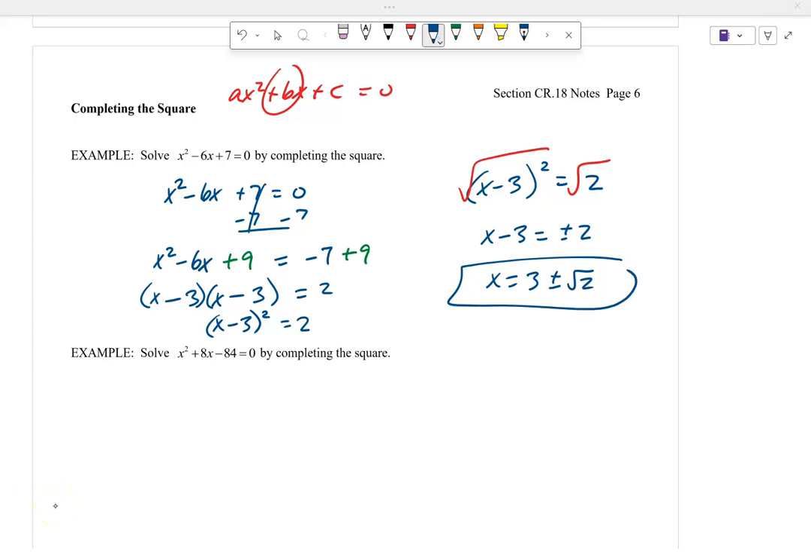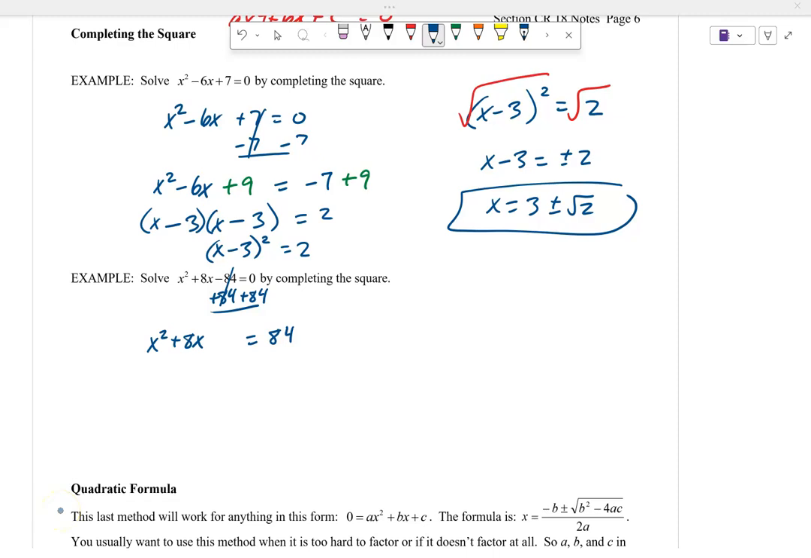Let me go ahead and make this a you-try-it problem if you want to. I know this one does factor, but go ahead and do it by completing the square. Hopefully you took your 84 over first, and now you're thinking to yourself, what do I need to add in here to make this a perfect square? The trick is to take that b term, divide it by 2, and square it. That's your magic number. So 4 squared is 16. So you're going to want to add 16 to this side. If you add 16 to that side, you've got to add 16 to the other side.